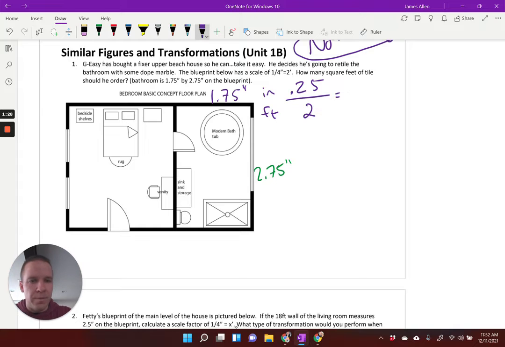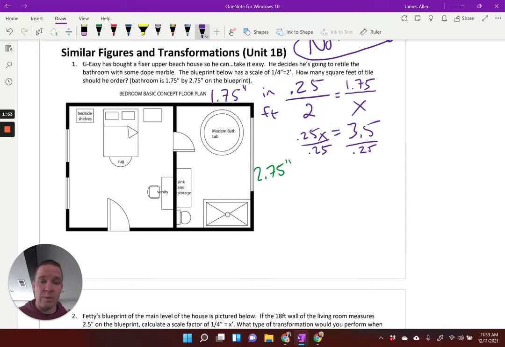Okay, so if I go back to purple, I know my inches are 1.75 on the blueprint. I want to know what the feet are. So I'm going to do a little bit of math here. 0.25 x equals 2 times 1.75, and I get 3.5. Dividing by 0.25 is the same as multiplying by 4. Dividing by 1/4 is the same as multiplying by 4 over 1. But in our calculator, we can divide by 0.25, and I'm going to get x equals 14 feet.